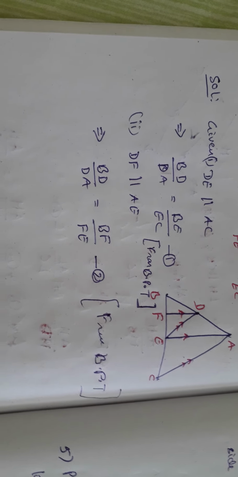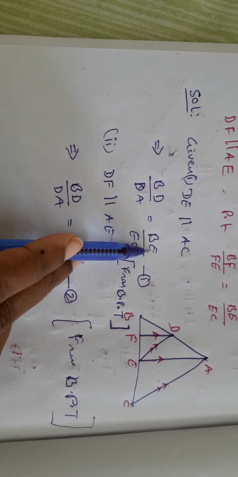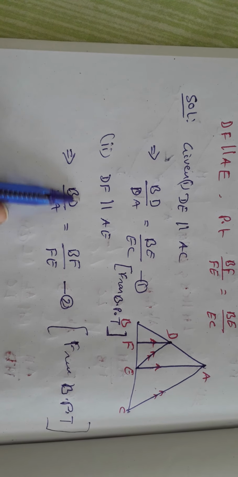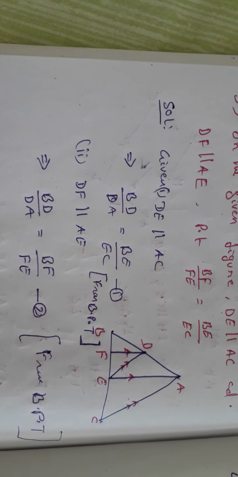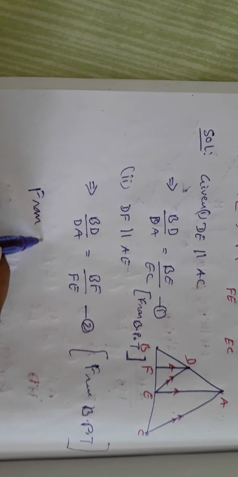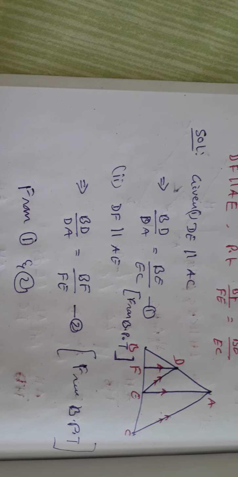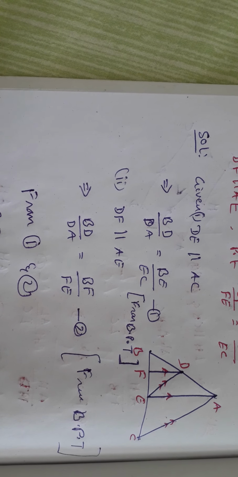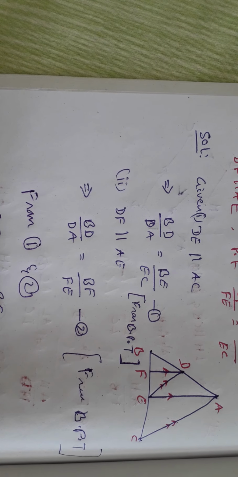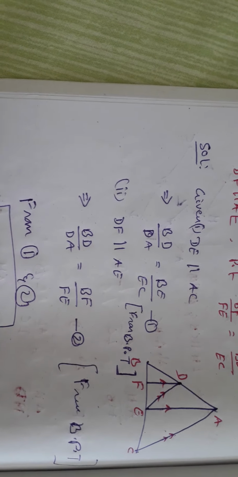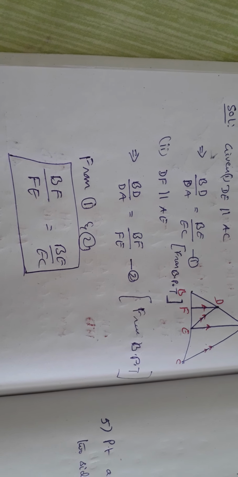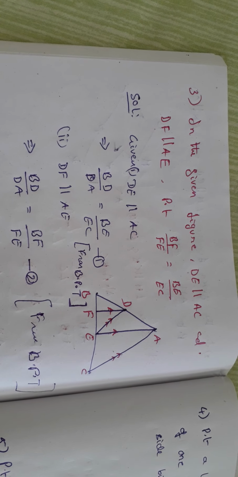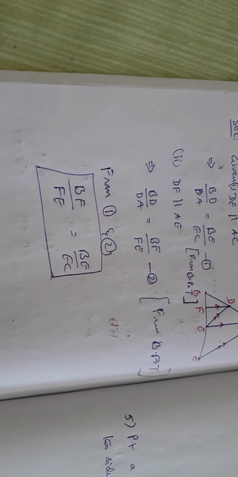So what is given from 1 and 2? It is very clear from 1 and 2. You have BD by DA common in both. So therefore BE by EC is equal to BF by FE. So that is what you are going to write now. From 1 and 2, BF by FE is equal to BE by EC. Hence proved. So this is how you have to prove. Very simple problem. So take the screenshot of the problem in the diagram, and then the conclusion part.